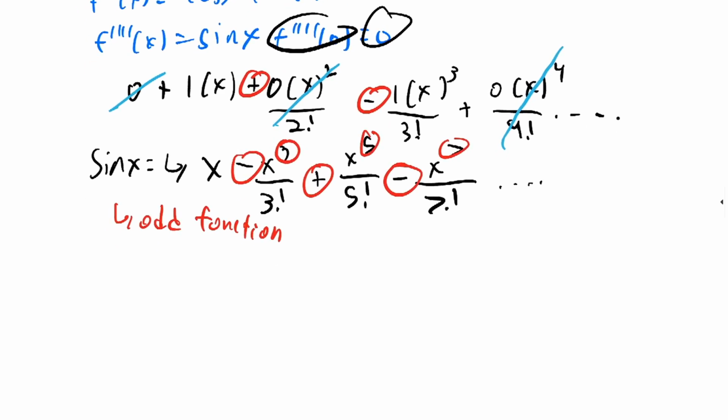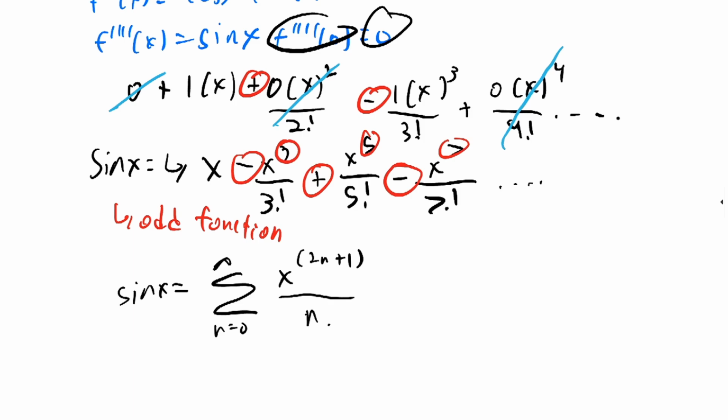And thus, the actual sine Taylor series is the infinite sum from n equals 0 to infinity of x to the 2n plus 1 over, I'm pretty sure it's just n factorial. Oh, 2n plus 1 factorial, sorry. Okay. So that's it. So that's insane.